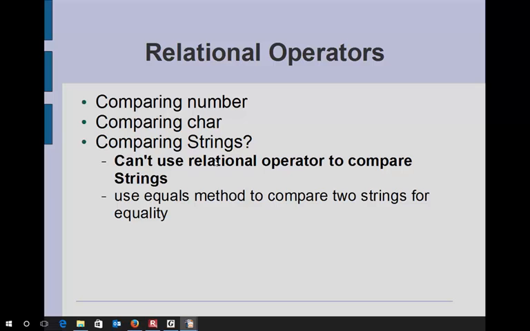Now, we can compare numbers and characters using these relational operators, but we cannot use those relational operators to compare strings. To compare strings, we have to use the equals method. I will also show you an example of how to do this. I talked about this in my tutorial on the string class, but I didn't show you an example. In this tutorial, I'm going to show you how to use the equals method.